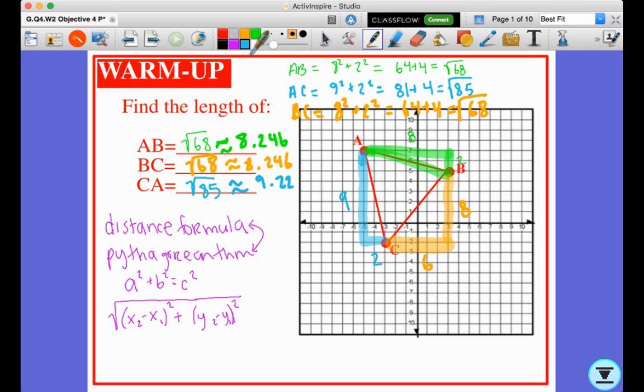So this is awesome, right? And we can even extend upon this. We had triangle ABC. What type of triangle is triangle ABC? Because we know that AB and BC are the same length.